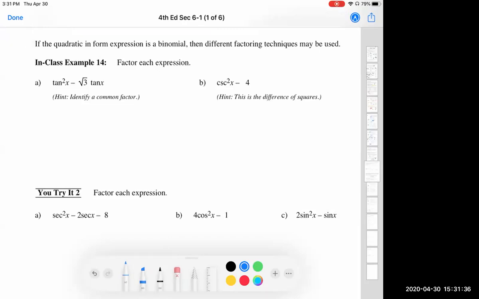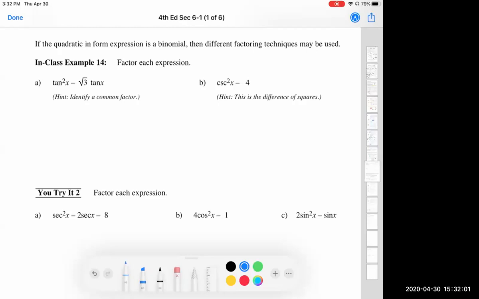Let's move forward. If the quadratic in form expression is a binomial, then different factoring techniques may be used. All right, so everything you've ever learned in the past about factoring comes back, and it applies here into your trig course. So let's take a look at A.